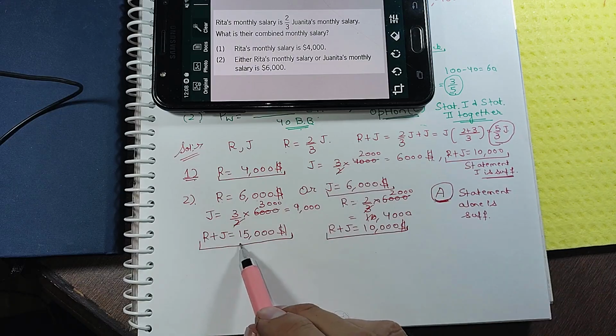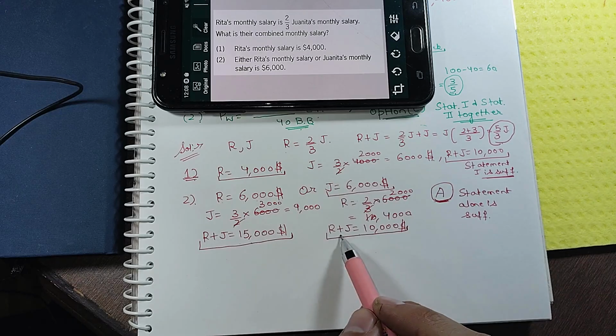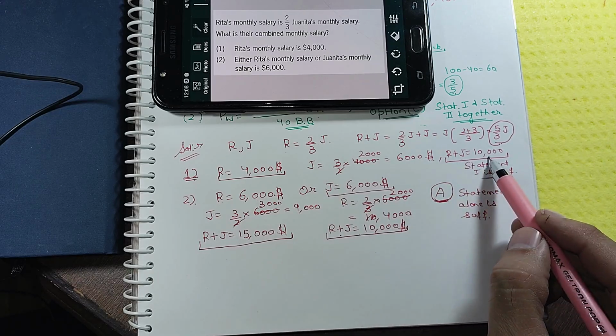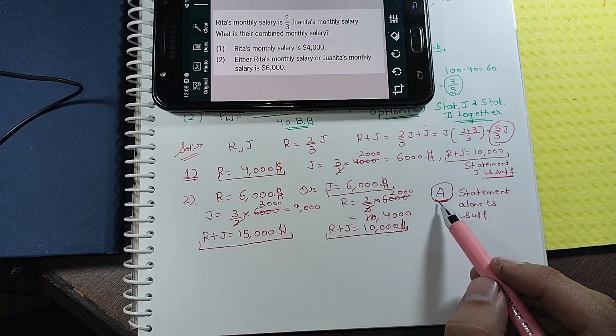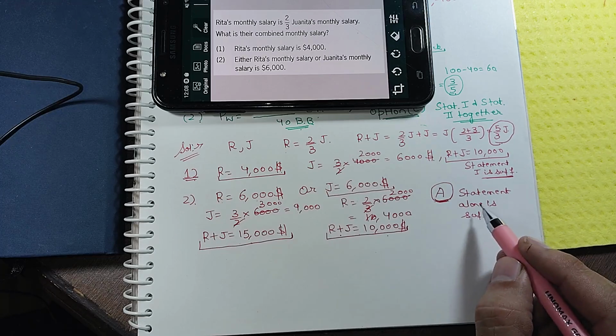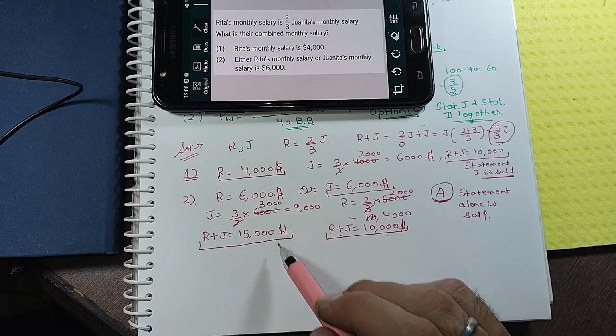Fine. Had both of these been giving us the same answer, in that case R plus J should have been 10,000. Then we would have said option D, which says that statement 1 and statement 2 alone are able to solve this question.